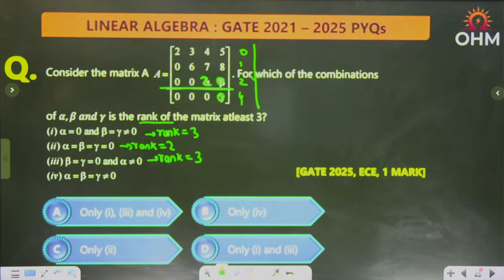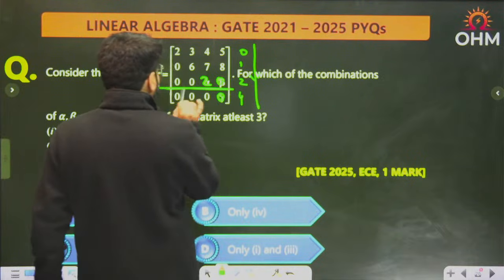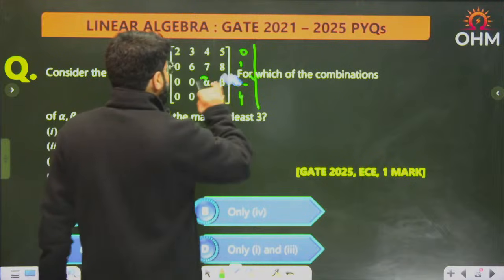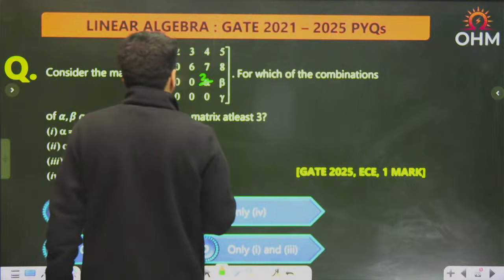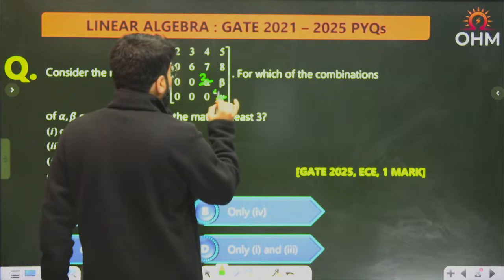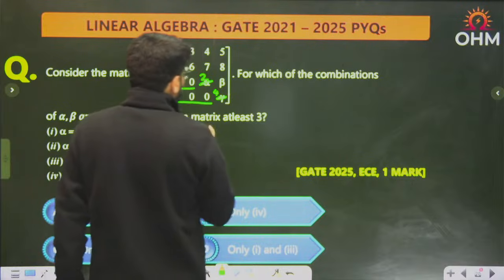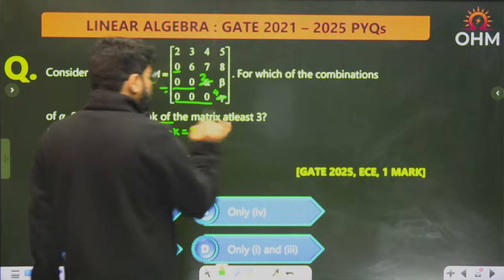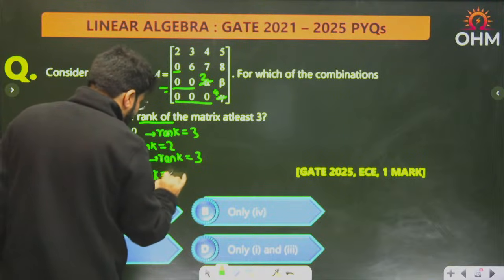Last condition. Alpha, beta, gamma, all of them are non-zero. At least alpha non-zero. This is something like 2, and gamma also non-zero, something like 4. Any value you assume. Starting 0, 1, then 2, and then 3. Row echelon form, and all the 4 rows are non-zero, so rank will be 4. This is also what I want. I want rank at least 3.